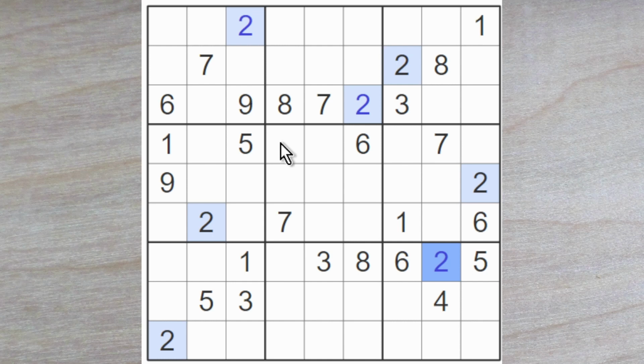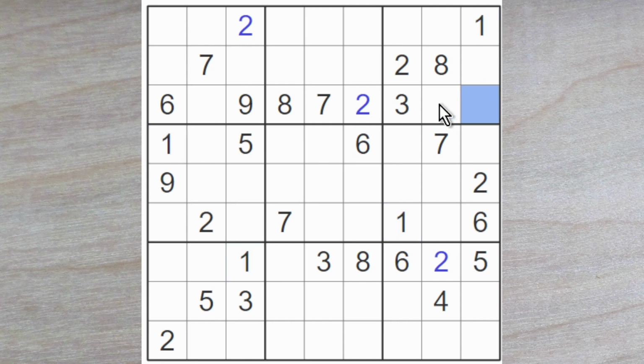What you need to do, though, is to bear in mind that these two squares can be twos and that these two squares can be twos. You don't know yet which one of these is going to be the two and which is not. But that's usually not very important because as you fill in the grid, it will become clear.